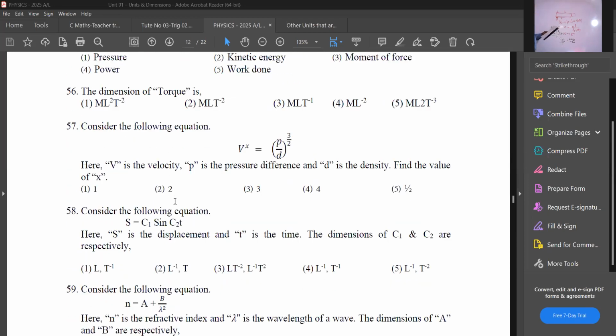56. Dimension of torque is equal to? Dimension of torque is equal to? What is the answer? 56. Yes, one, if you can remember the question number. And a moment of force.